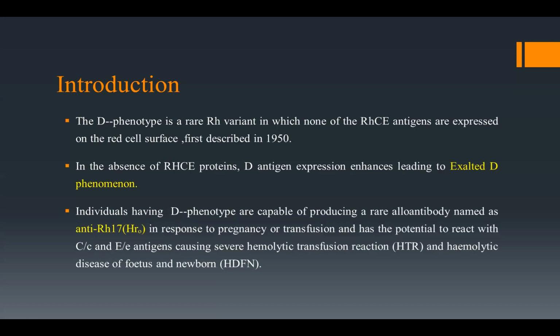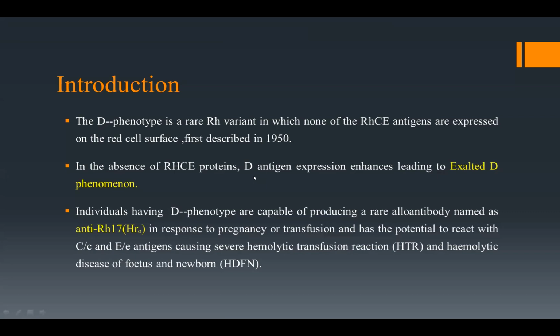Before going into the case in detail, this is a very brief introduction about D--. Already it has been well mentioned in the previous presentations. As we all know, this is a rare Rh variant, and here none of the RhCE antigens will be expressed. Only the D antigen will be expressed, and it was first described in the 1950s. Since there is an absence of RhCE proteins, which are coded by the RHCE gene, D antigen expression will be so enhanced that there will be an exalted D phenotype.